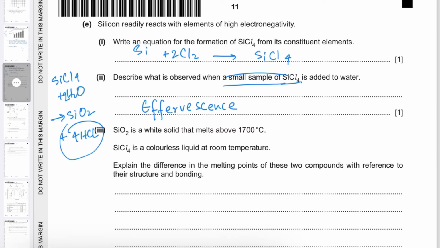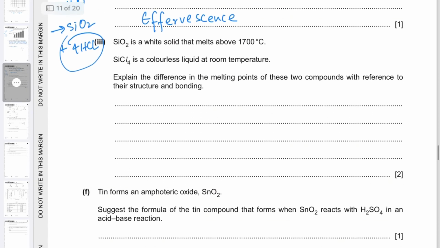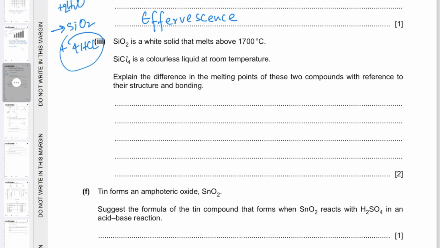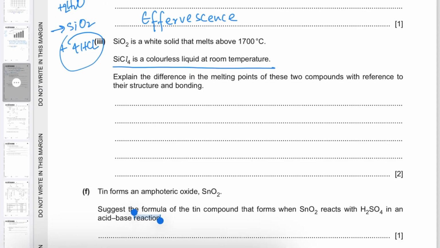Silicon oxide is a white solid that melts above 1700 degrees Celsius. Silicon chloride is a colorless liquid at room temperature. That means silicon chloride has a much lower melting point compared to silicon oxide. That means the intermolecular forces in silicon chloride must be weaker compared to silicon oxide. Explain the difference in melting points of these two compounds with reference to their structure and bonding.